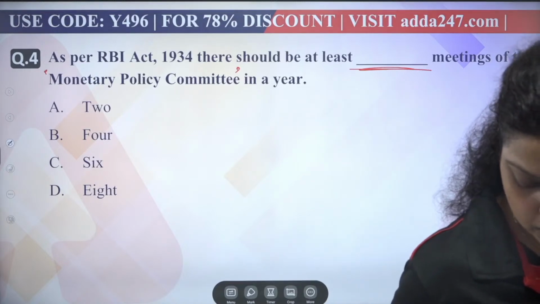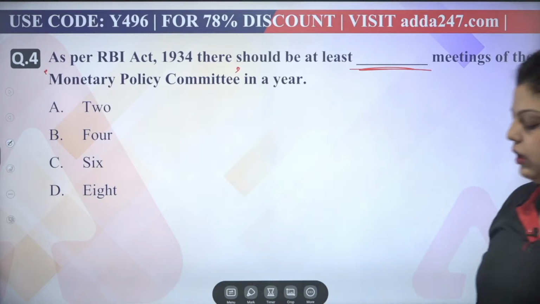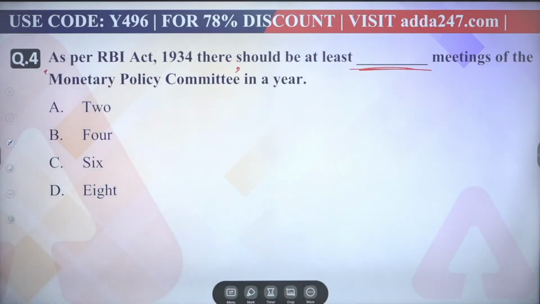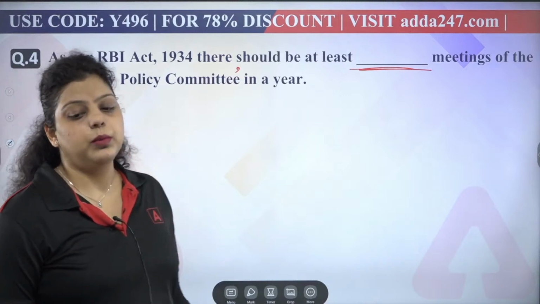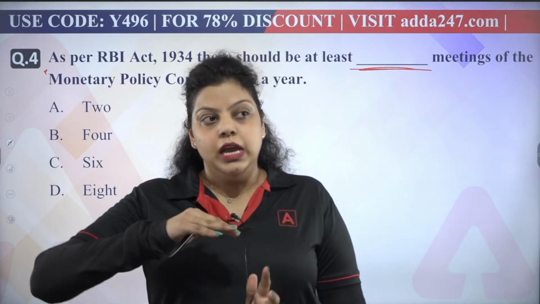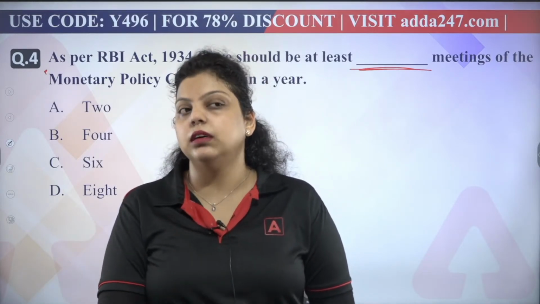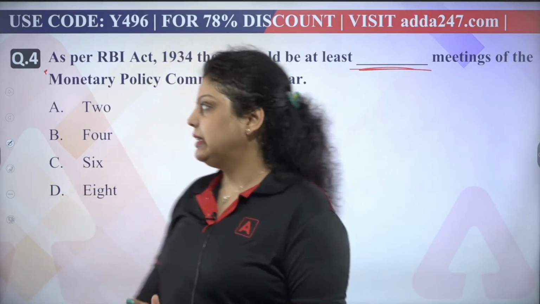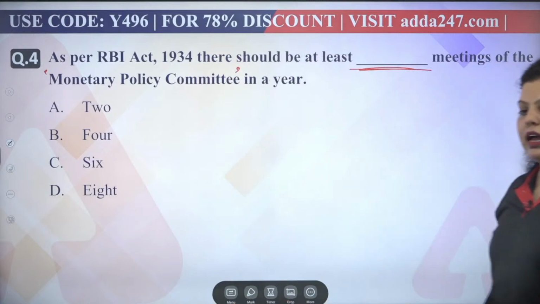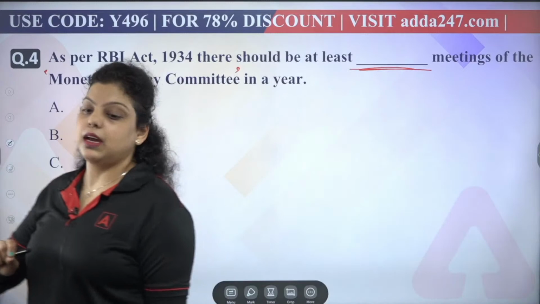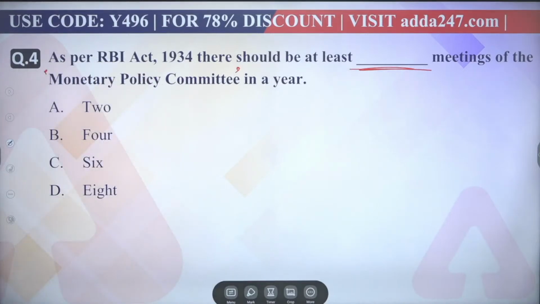If we talk about the Monetary Policy Committee, its first meeting was held in 2016. The Monetary Policy Committee was formulated by the central government. The committee has 6 members: 3 will be appointed by RBI, and 3 will be appointed by the Government of India. That is the Monetary Policy Committee. So RBI has said that at least in a year, this should be the number of meetings. What is it? 2, 4, 6 or 8.